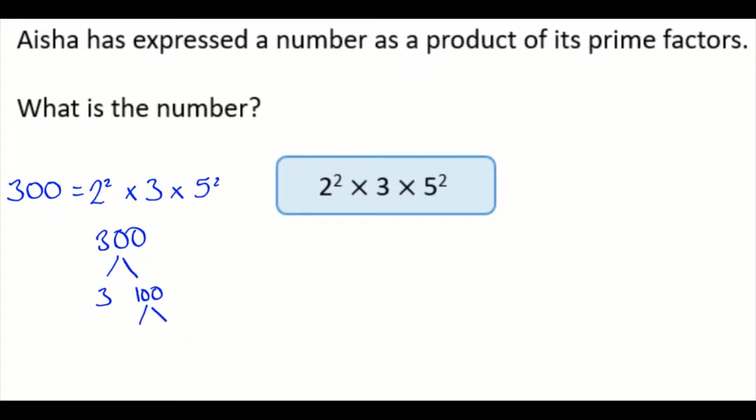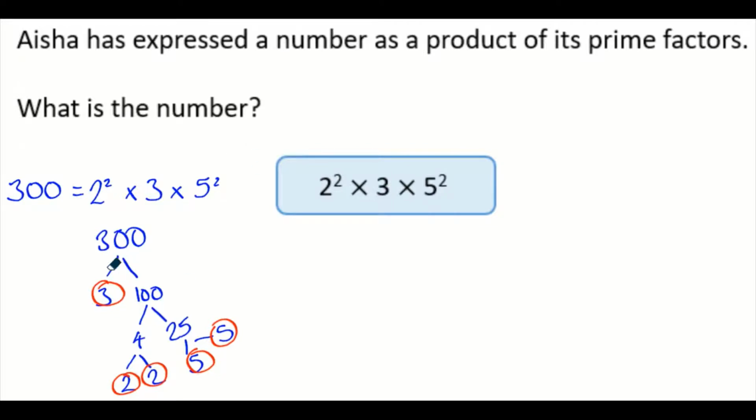And then any time you get to a prime factor, you stop. So 3 is a prime. 100 is not prime. 100 is, let's say, 4 times 25. Neither of those are prime. 4 is 2 times 2 and 25 is 5 times 5. And 2 is a prime and 5 is a prime. So you've ended up with 2 times 2 times 5 times 5 times 3. So we've got this expression here.